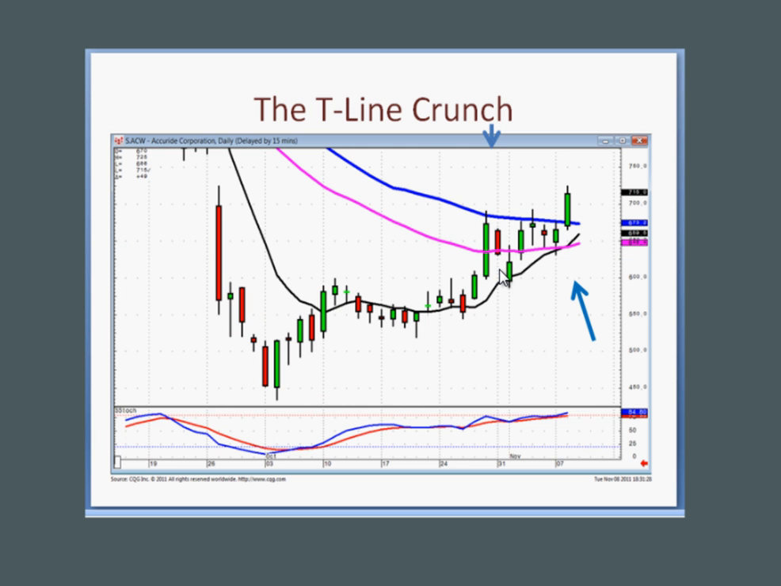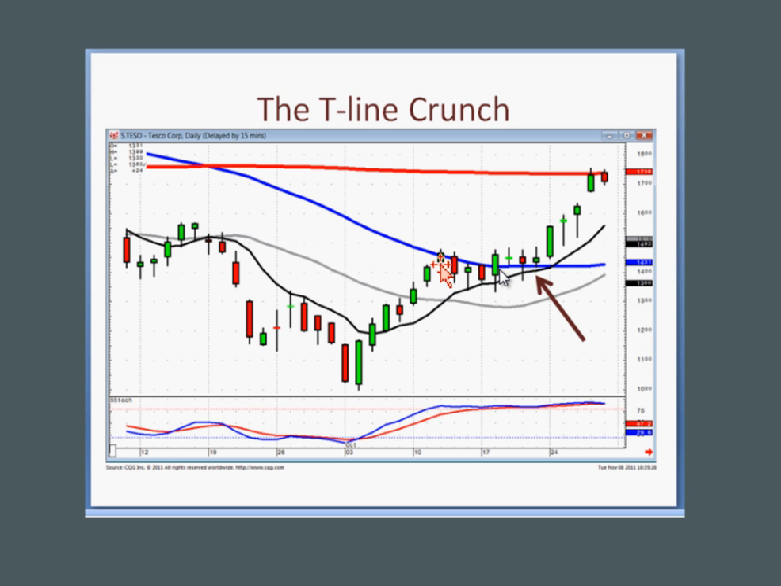Or we know what the different patterns are. Here's our T-line crunch. It came up, couldn't close below the T-line, and notice how the T-line kept crunching back up through the 50-day moving average. Anytime we see this and they start pulling back, and then you can see that they're not closing below the T-line, you get ready to buy back once it comes back up through the moving average.